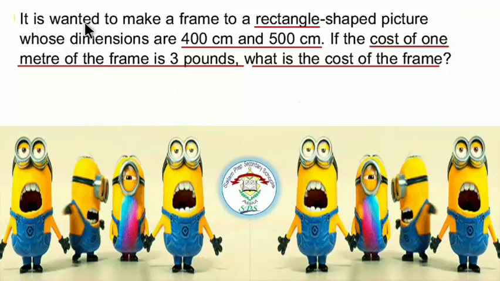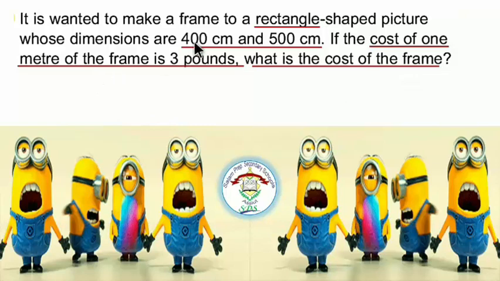It's wanted to make a frame for a rectangle-shaped picture whose dimensions are 400 centimeters and 500 centimeters. Dimensions means length and width. Length is the big one, 500 centimeters. Width is the small one, 400 centimeters. If the cost of 1 meter of the frame is 3 pounds, what is the cost of the frame?